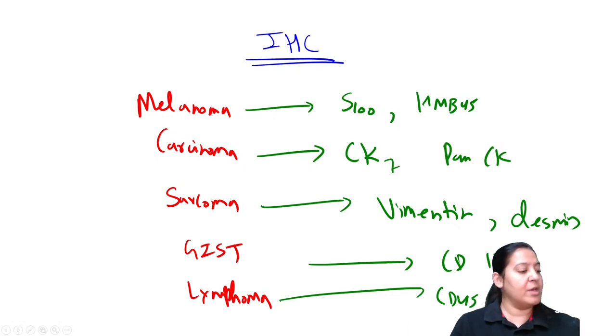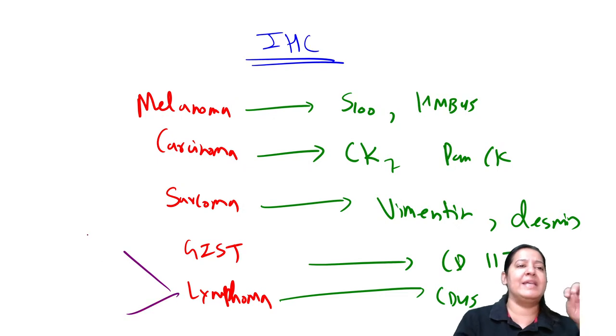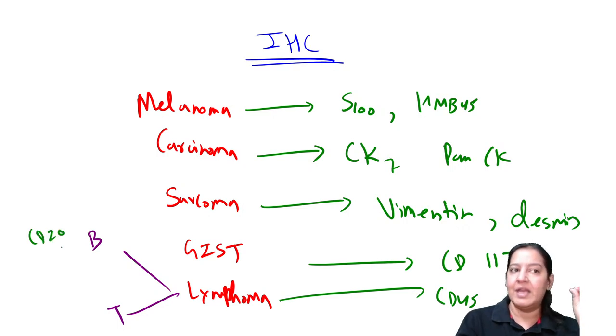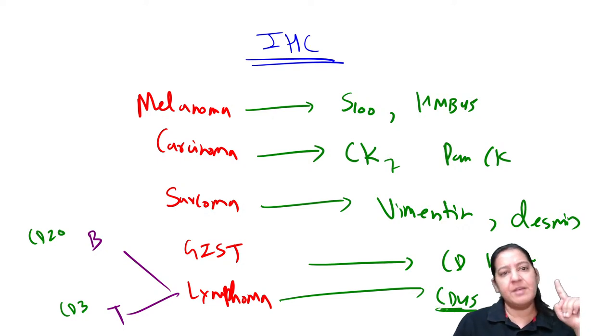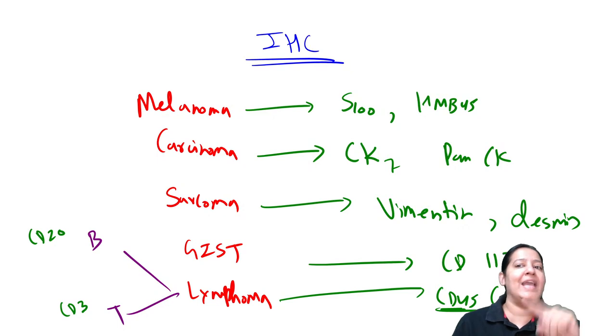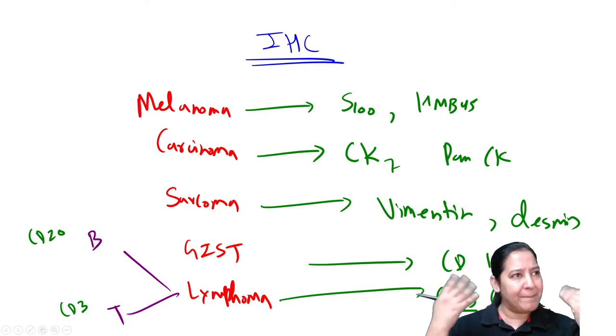Now, the lymphomas are of two types: B cell lymphoma and T cell lymphoma. So their markers are different. If you ask about B cell lymphoma, the marker will be CD20. And if you ask about T cell lymphoma, the marker will be CD3. But CD45 is known as leukocyte common antigen, LCA. That is the other name of CD45. It is present in all lymphoma. Give me a thumbs up. So these are the basics you should know.